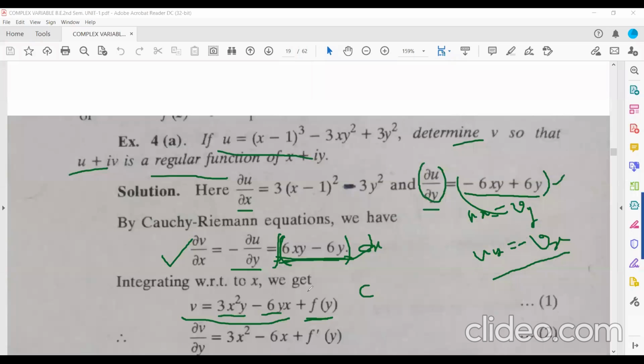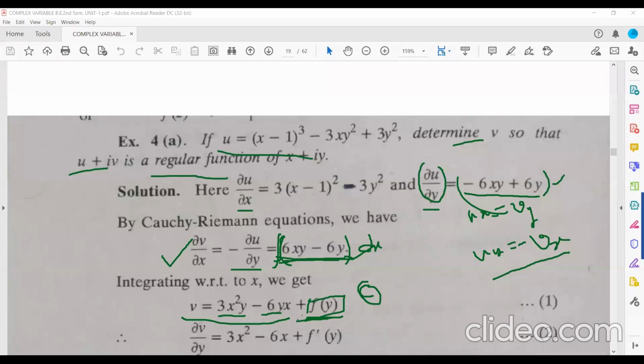So in place of writing c, you need to write a function of constant, because this is a partial differential equation. So while integrating, in place of this c, you need to write a function of constant. If you are integrating with respect to x, what variable are you keeping as constant? Y. So y is constant, which means f of y will be a constant, obviously. So here you need to write f of y.